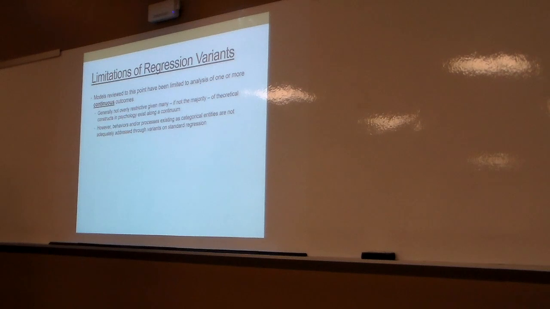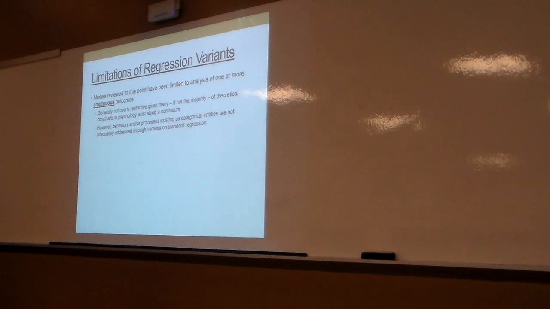This generally isn't a problem. Most of the stuff that we think about in psychology occurs on a continuum, some sort of dimensional scale. So our models that are looking at continuous outcomes typically do a pretty good job of accounting for most of the stuff that we're doing.